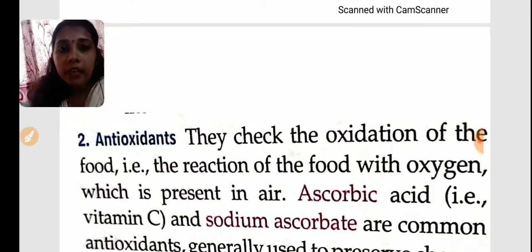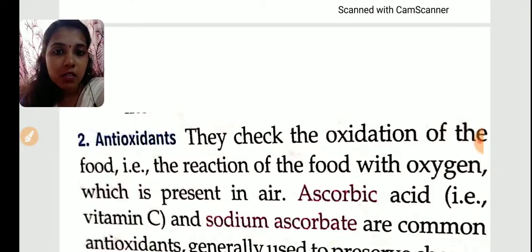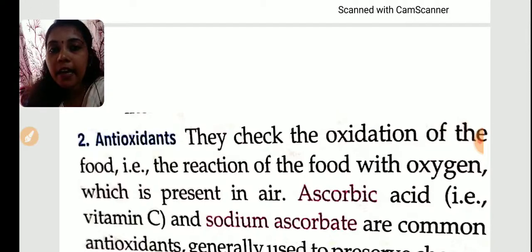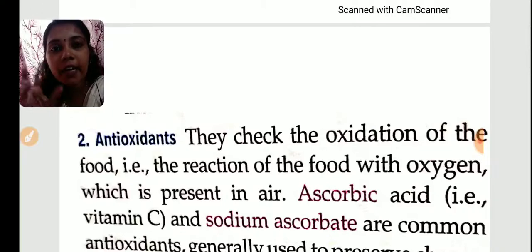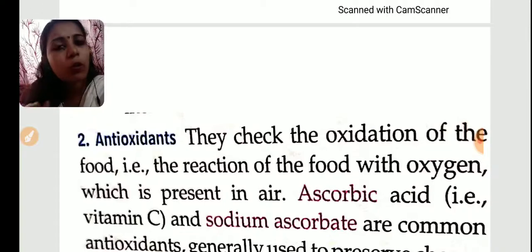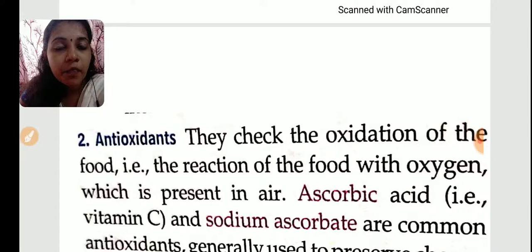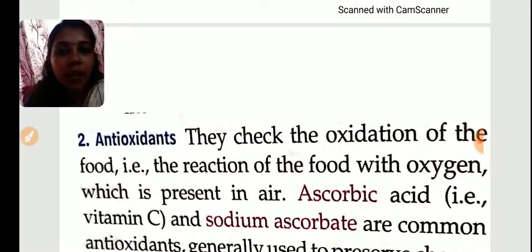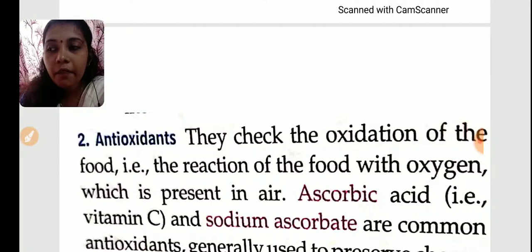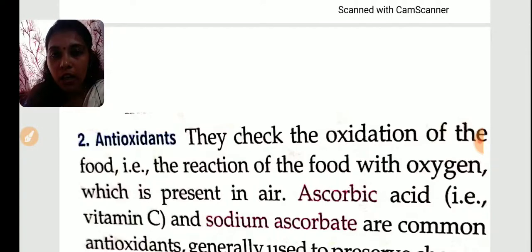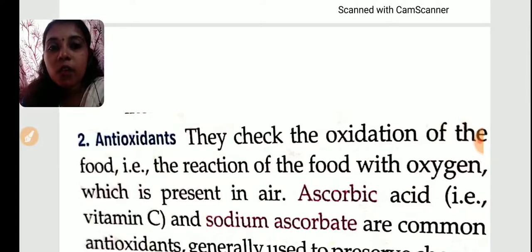See that Lay's packet, potato chips. In that packet, you know that air is filled in it, right? Do you know which gas is filled in it? It is not oxygen. What we do is, we put in the chips and remove the oxygen completely. If there is oxygen, the chips will get damaged.